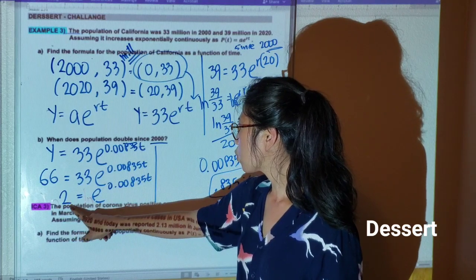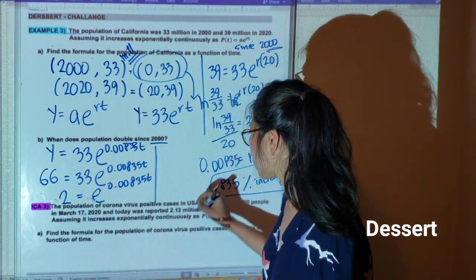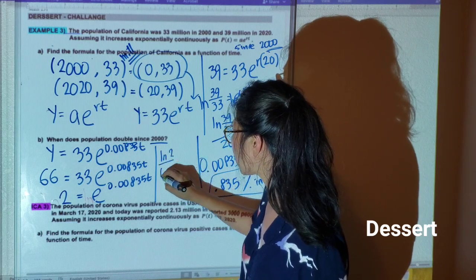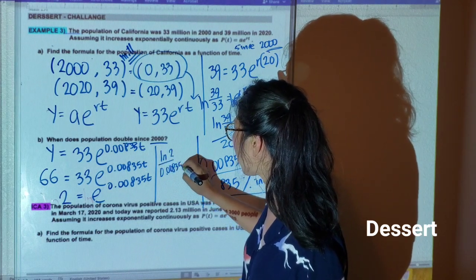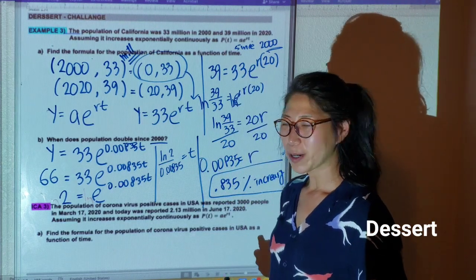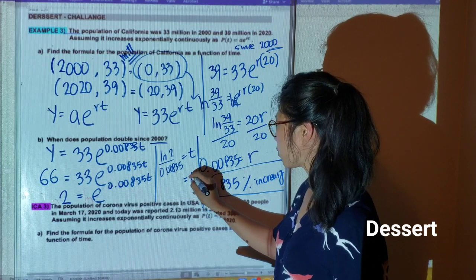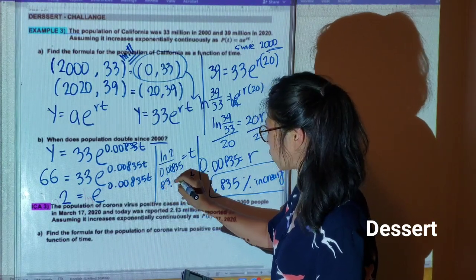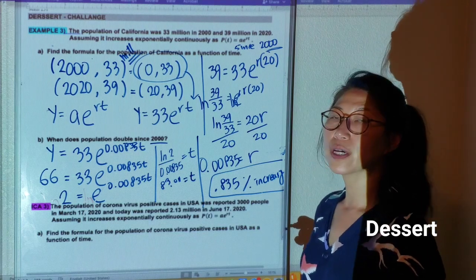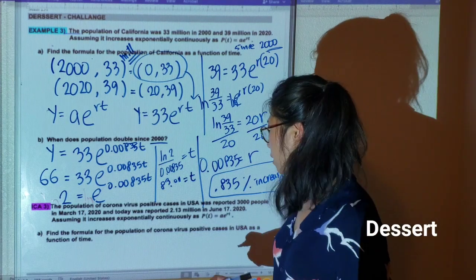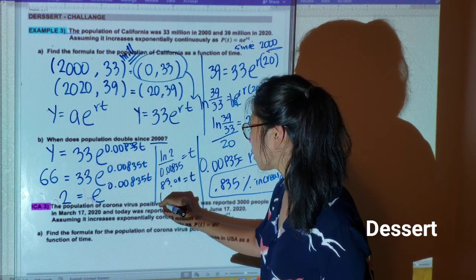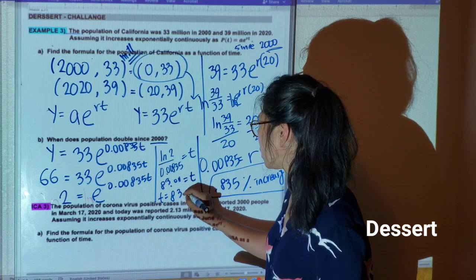So I have natural log 2, and then dividing by the factor in front of the t will give me the answer. So natural log 2 divided by 0.00835. After I punch it into the calculator, it gives me 83.011, which means with this rate, the population will be 66 million about 83 years later. So it's going to take about 83 years to double.